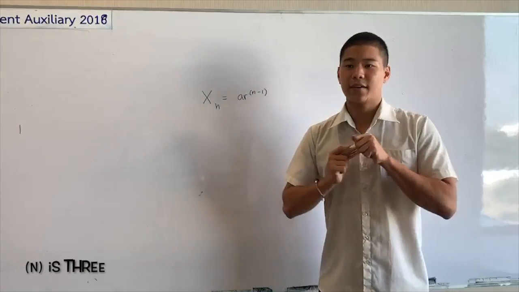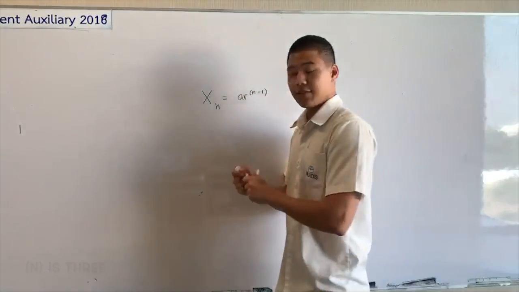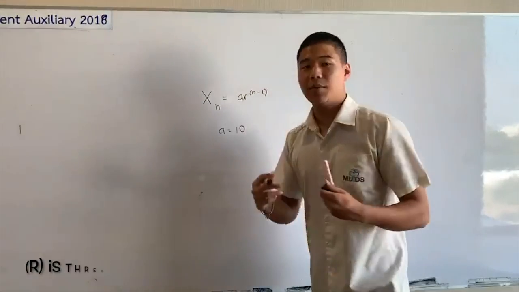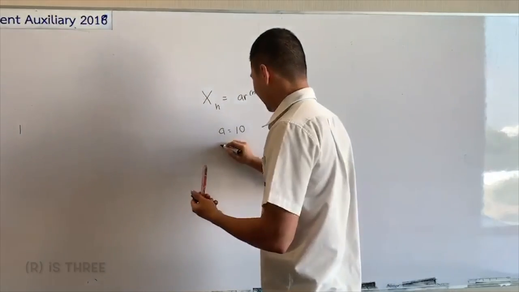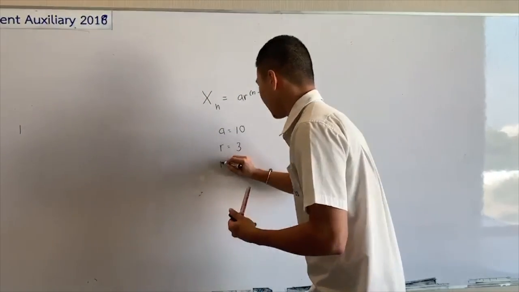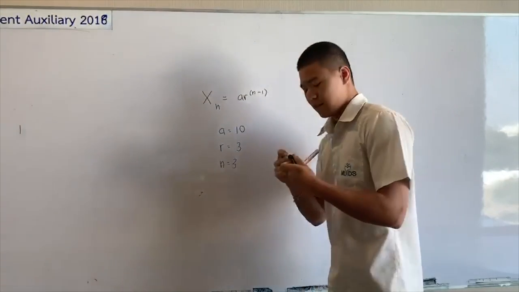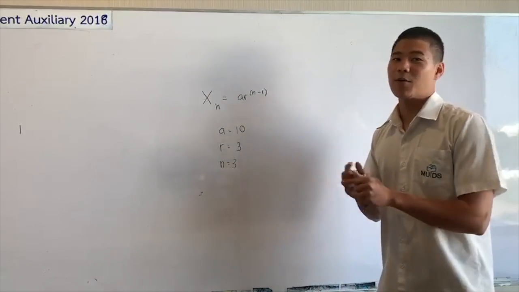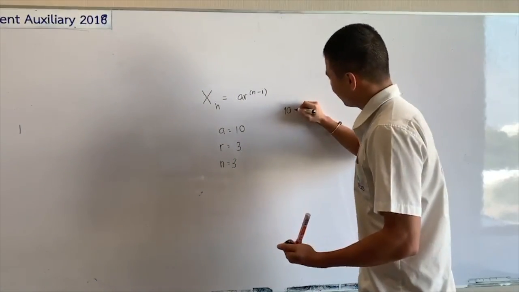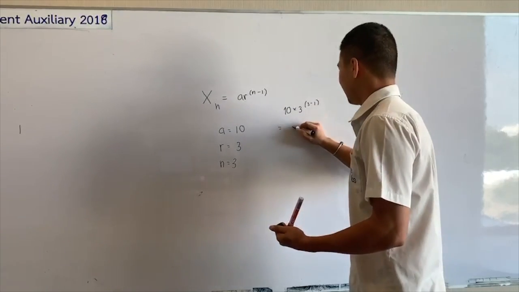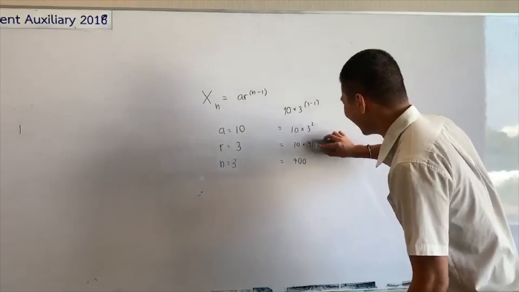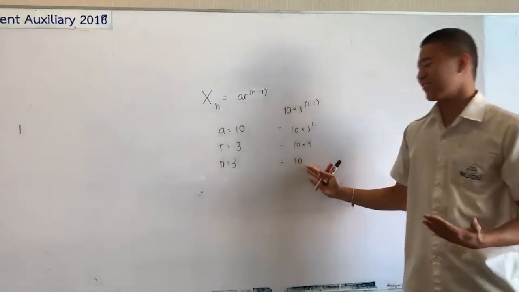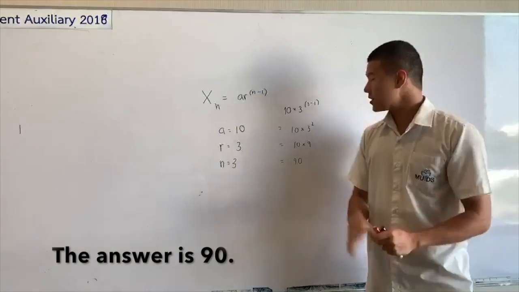If you want to find the third term, and the first number is 10 and the common ratio is 3, what will be the third number in the sequence? So we just plug it into the formula. Now we get our third term in the sequence. This is how we use the formula.